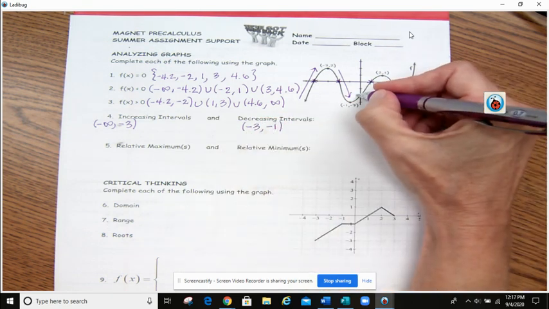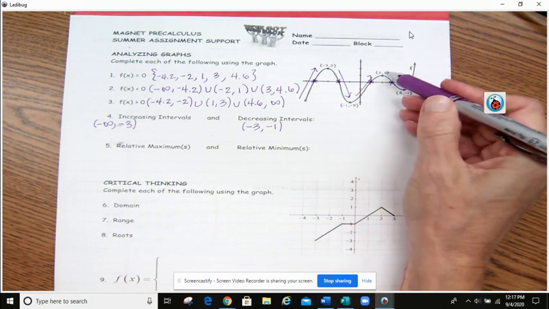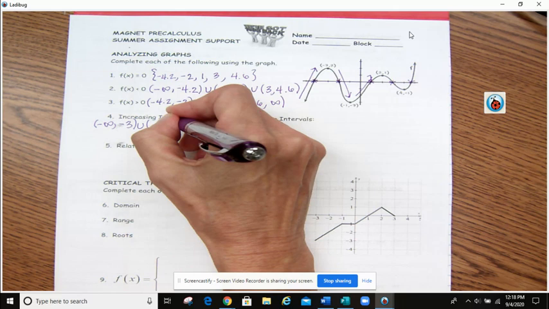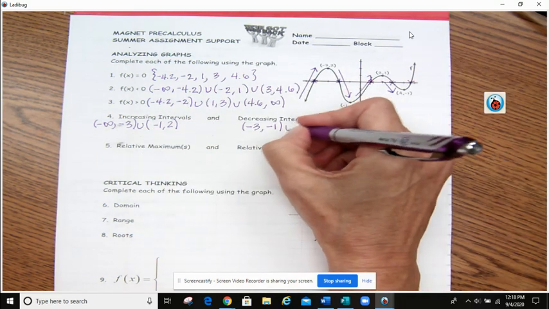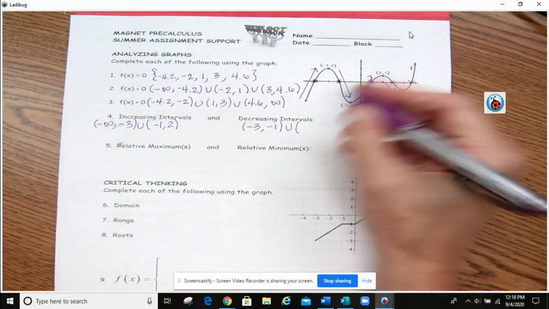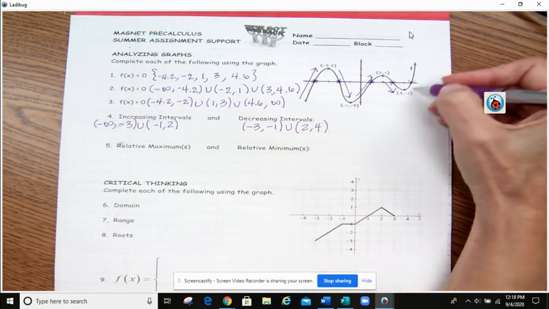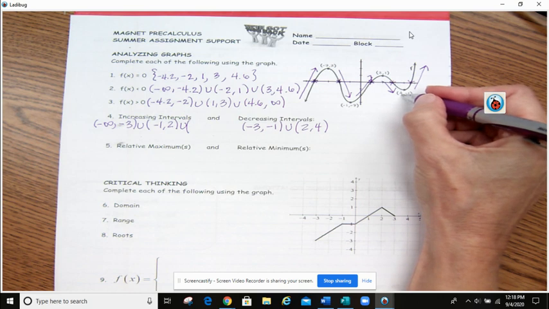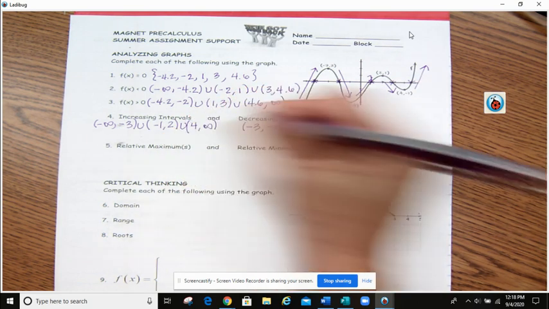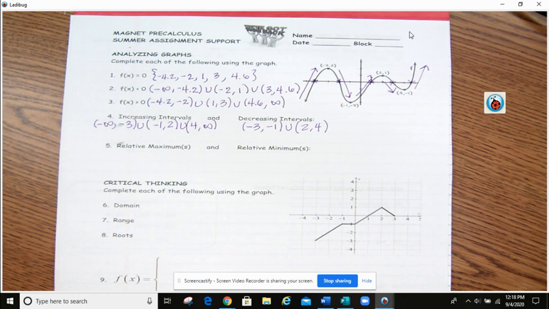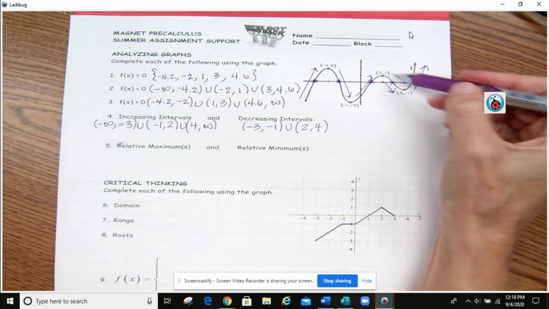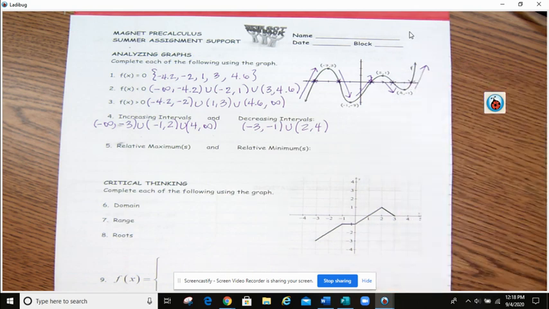Then I have another increasing section. Again, it's from the x coordinates of the turns, so -1 to 2. Then a decreasing, x of the turn to x of the turn. And it finally ends with an increase, and that would be from the x coordinate of the last turn to infinity. Okay, and then the last point, I think I made a mistake here. No, 2 to 4. I think I made a mistake on my other page.